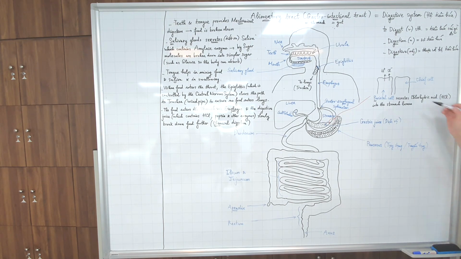Lumen is the inside of the stomach. The inside stomach. And the parietal cells, what does it do? I mean, it secretes mainly HCl. The chief cell, they secrete.